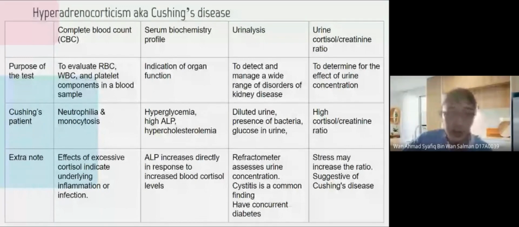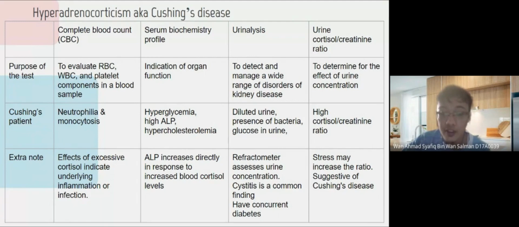For the second test, which is a serum biochemistry test, the serum contains the enzymes, protein, lipid, glucose, and metabolites. These serum components are derived from different organs such as liver, kidney, and pancreas. So this serum can give us indication of function of this organ.